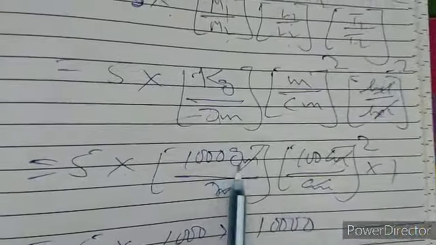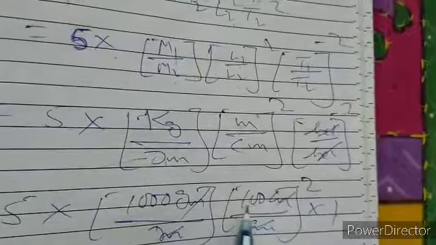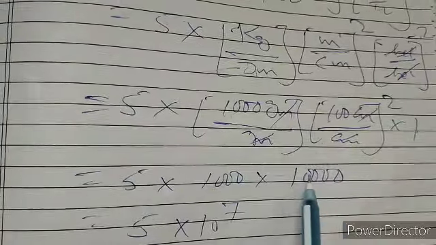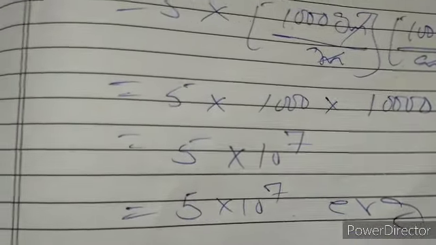And 1 kilogram is equal to 1000 gram. Then 5 into 1000 gram upon gram, cancel. 100 centimeter cancel, 100 whole square. So 100 whole square, 1 2 3 4, and 1 2 3, so 1 2 3 4 5 6 7, 10 to the power 7. 5 into 10 to the power 7 erg. Means if this is 5 joule in the SI system, this is 5 into 10 to the power 7 erg in the CGS unit of energy, centimeter gram second.